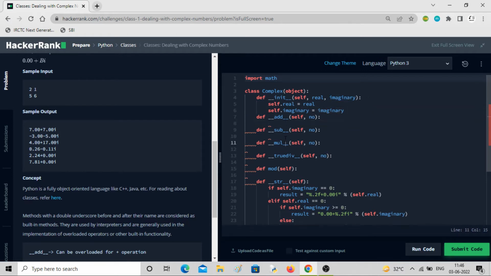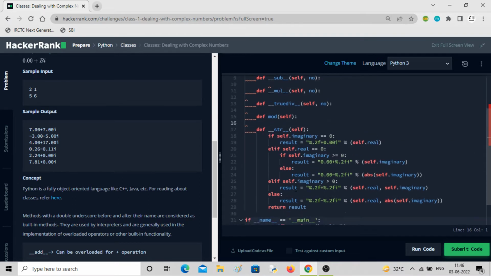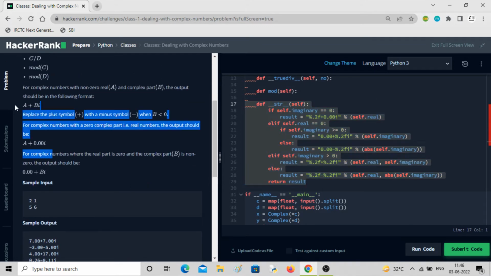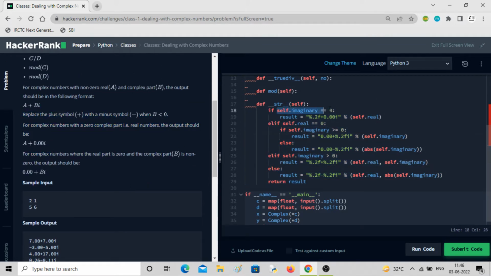Similarly, the add function, subtract, multiplication, divide, and then the mod function, all these things you have to write. Then there is another function for representation purposes, which is here, these guys. So here you can see, if only the imaginary part is 0, the result will be represented in this fashion. It is corrected up to 2 decimal places, and then they are adding 0.00i if it is like this. So this is the thing they have represented here. Else if the real part is 0, they will represent it in purely imaginary format.